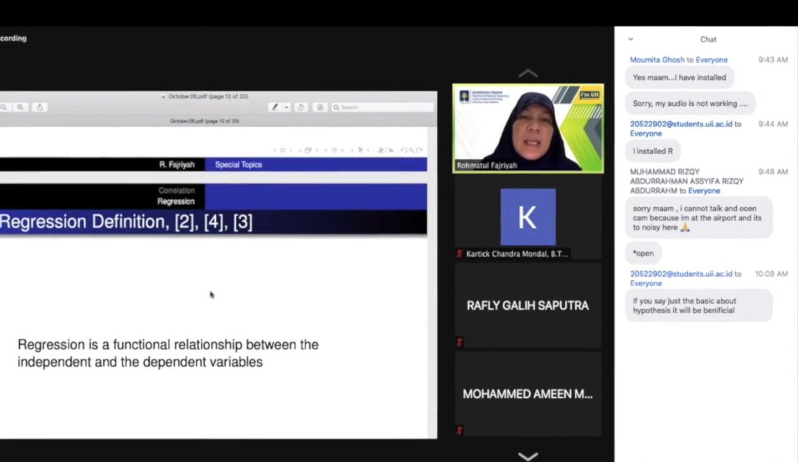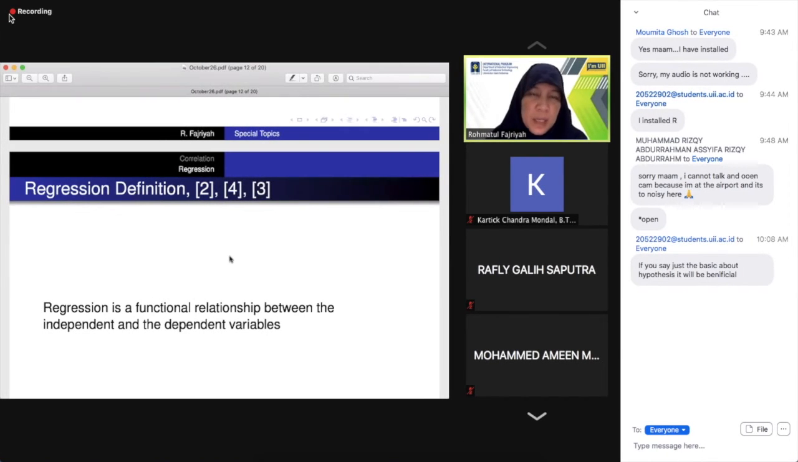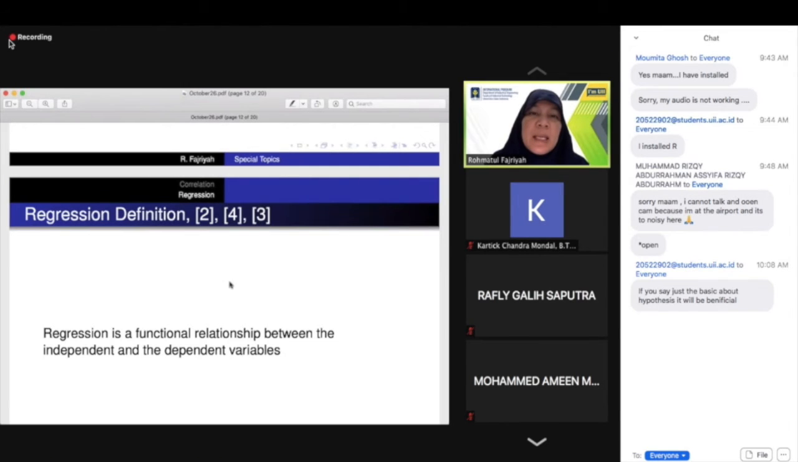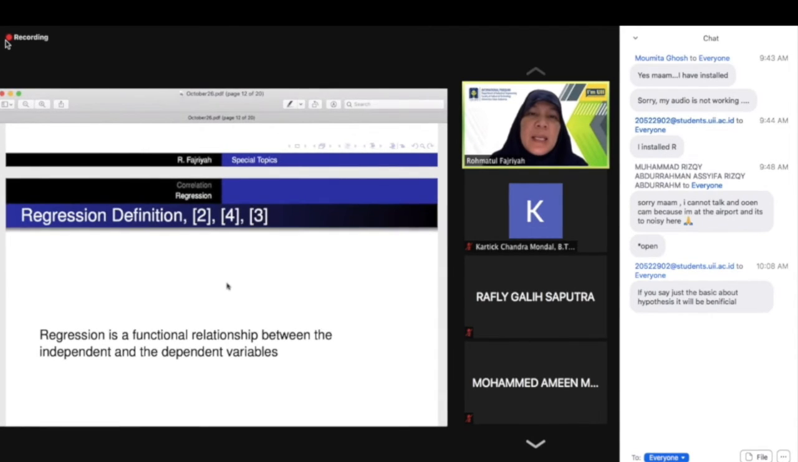And then regression. What is regression? Correlation is a degree of relationship between two variables. Regression is a functional relationship. In correlation, because it is a degree of relationship, the final product is a value of correlation between two variables. In regression, because it is a functional relationship, the final product has to be a function, which is built based on independent and dependent variables.